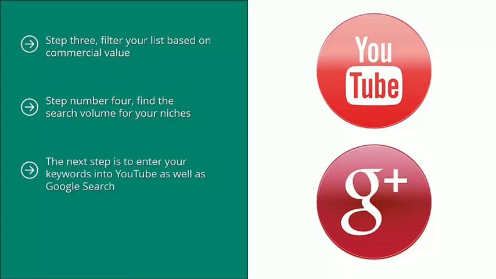The next step is to enter your keywords into YouTube as well as Google search. What are the numbers coming in? Are there too many videos targeting that niche? Now, too many here is relative. Depending on your niche, too many can be 100,000 or it can be 10 million. Whatever the case may be, it's all relative, so again, take off the items from your list that have too much competition. The final step is to do a trend analysis.